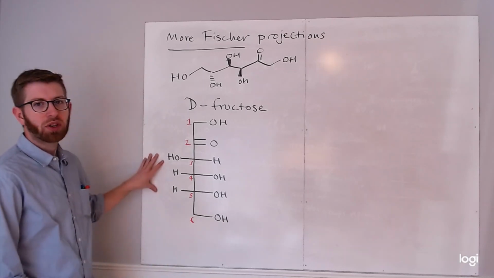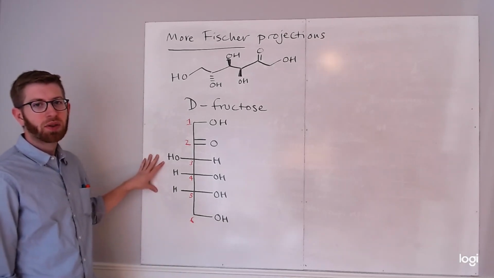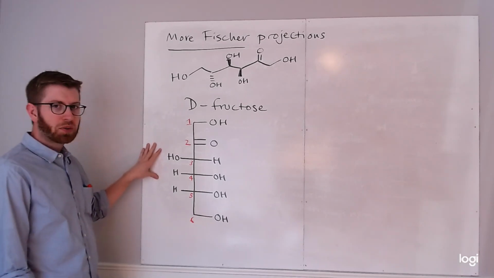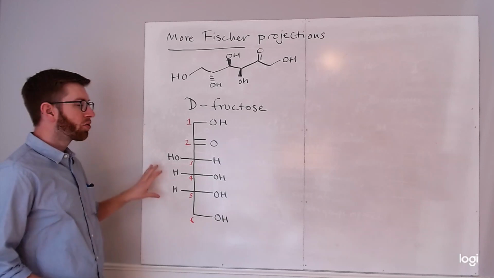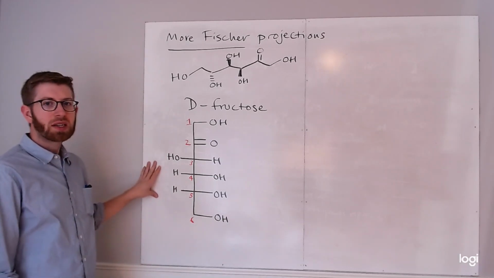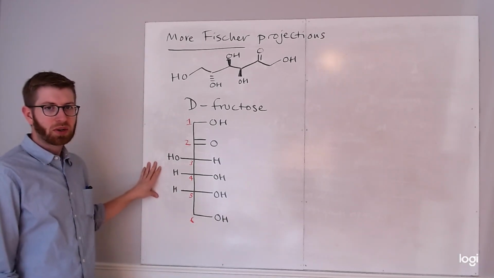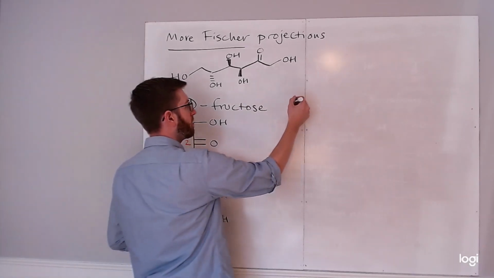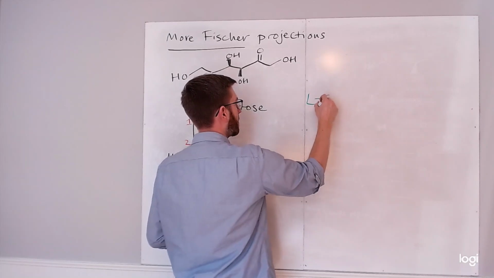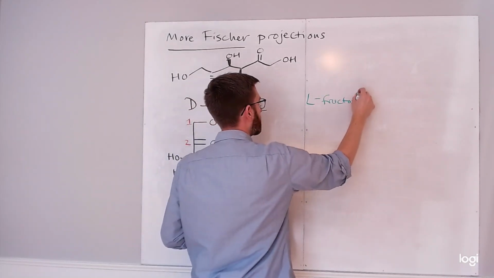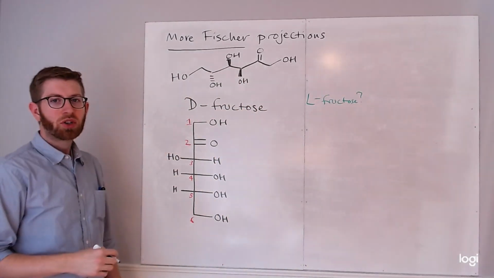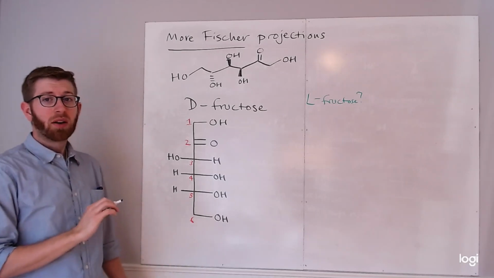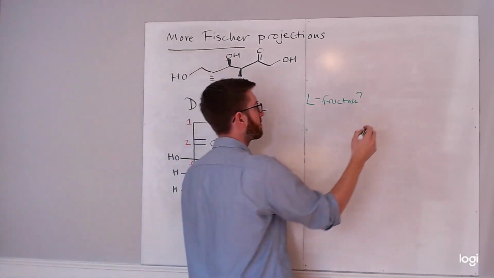So aside from showing you the Fischer projection of a ketose, the other thing I wanted to do with D-fructose is ask you two questions. So first, what I'd like for you to do is draw a Fischer projection of a stereoisomer of D-fructose, right? So we're changing only stereochemistry. I want you to generate L-fructose. And then I also want you to generate a diastereomer, but not an epimer, of D-fructose.